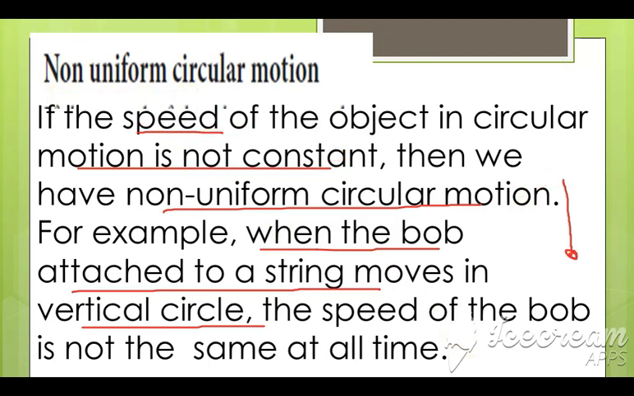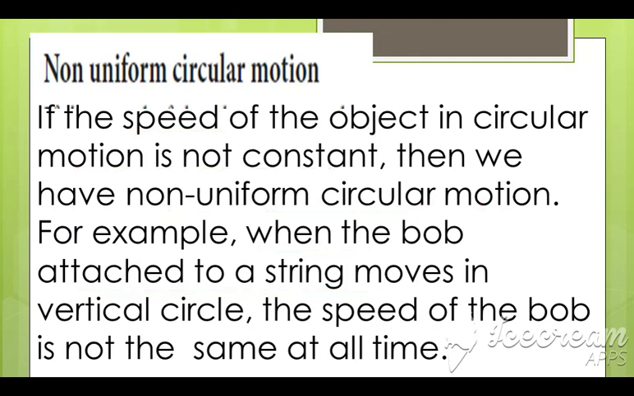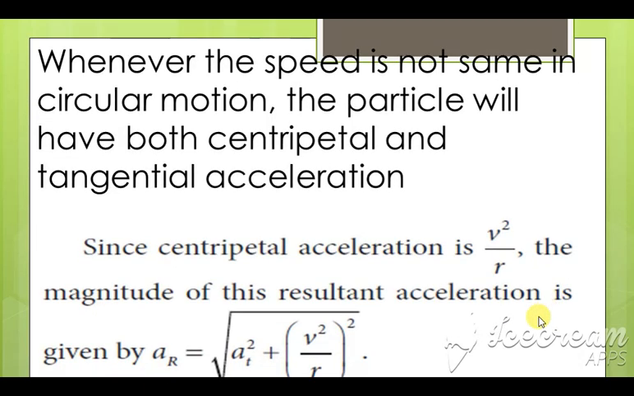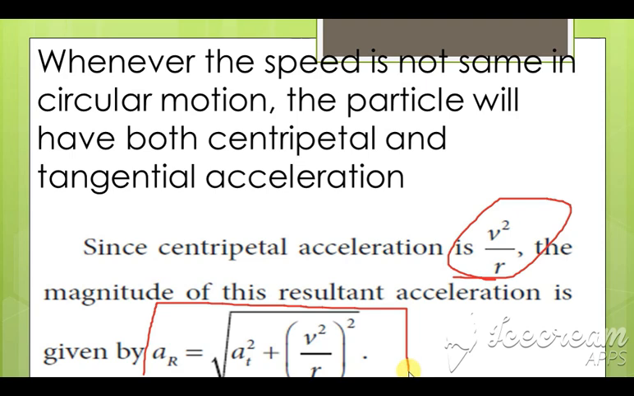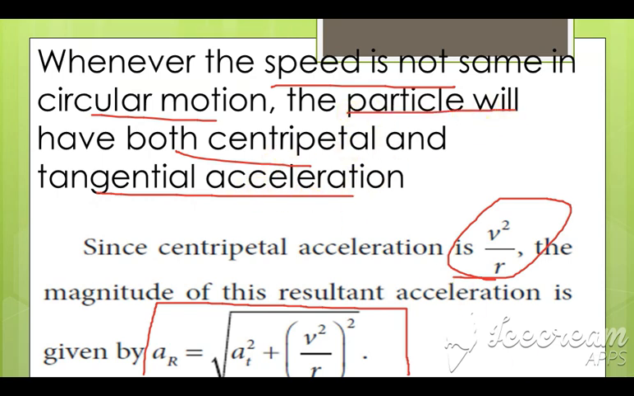Okay, so we have already seen what a uniform circular motion is, where the speed as well as time are the same. Here the speed is not constant. That we are just stating with the equation. The equation for centripetal acceleration is given by v square by r, and the resultant acceleration is given by a_r, which is equal to the root of a_t square plus (v square by r) the whole square. The speed is not the same, so the particle will have both centripetal and tangential acceleration. This is centripetal acceleration and this is tangential acceleration.